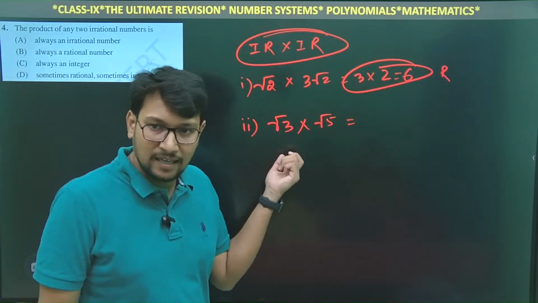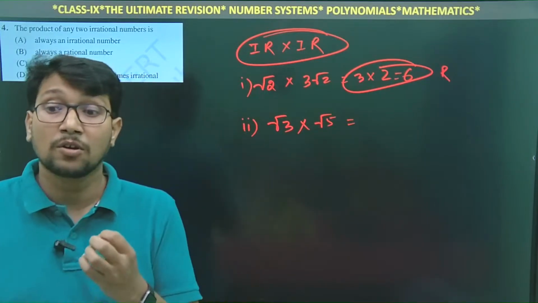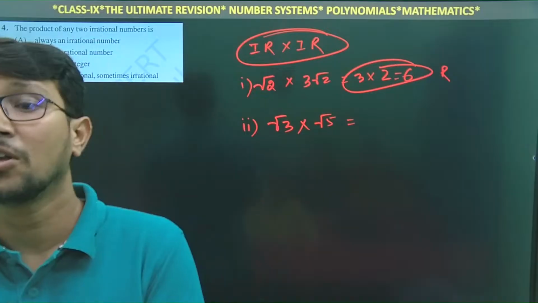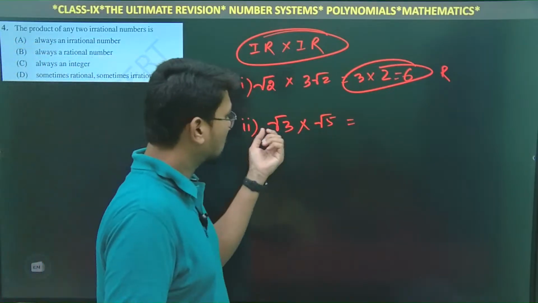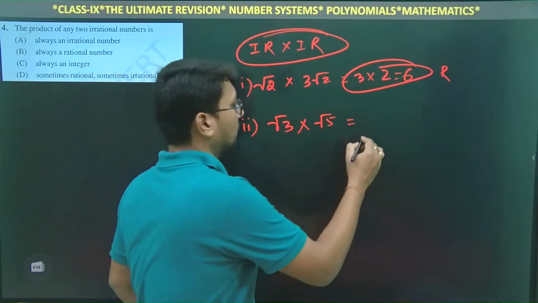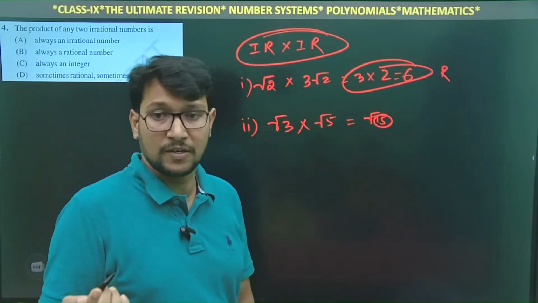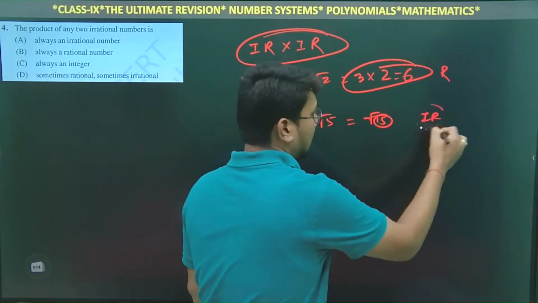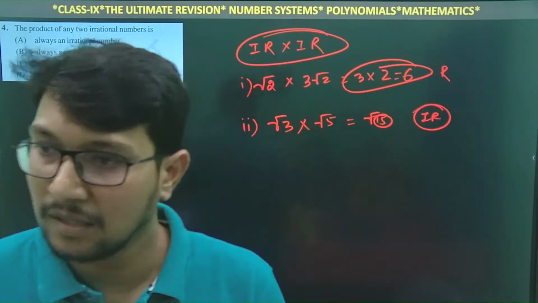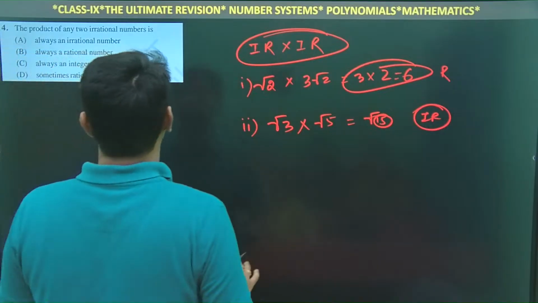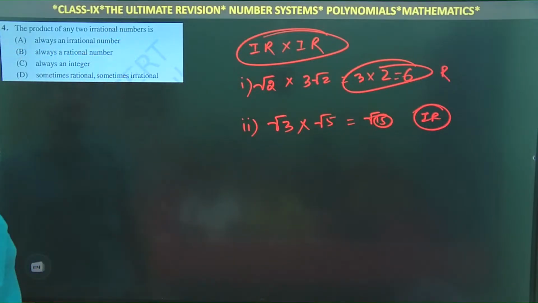Root 3 into root 5. This is irrational, and this is also irrational. You know the square root of a non-perfect square is irrational. Root 3 into root 5 is root 15. Root 15 is a non-perfect square, so the square root of a non-perfect square is irrational. Is that clear, everyone? Any doubt now? So the product of any two irrational numbers is what? Is the question visible? Tell me, the product of any two irrational numbers is what?